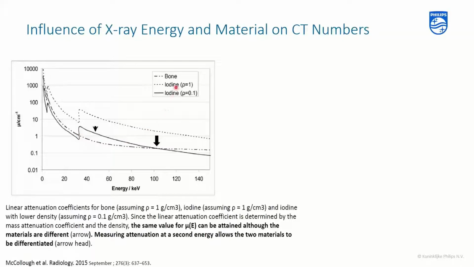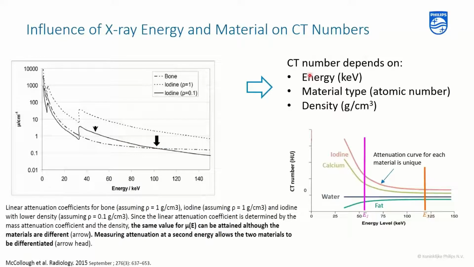Now, if we look at pure iodine, which has a much higher attenuation than bone, this would be easy to distinguish. However, we're not giving patients pure iodine. We're giving a diluted amount. So what we often see in the body is something more like this, which quite overlaps the bone. But if we were able to measure with multiple energies, we can see that the profiles of these curves are different. So we're able to distinguish between different materials if we have more energies to work with.